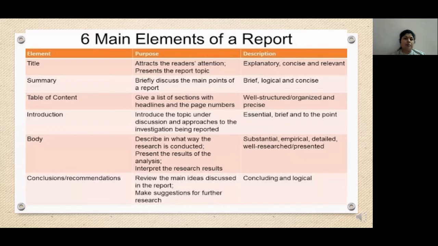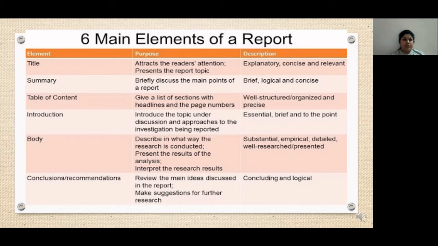Now, if we look towards the main elements of the report, it can be divided into elements, purpose, and description. Whenever we talk about elements, what elements does a particular report consist of? It will consist of title, summary, table of content, introduction, body, and then conclusion. Now we will study with which purpose each element is being fixed, or what will be described in that particular element. So the first is title.